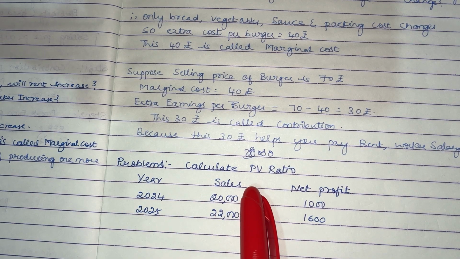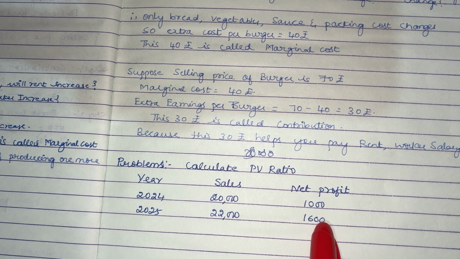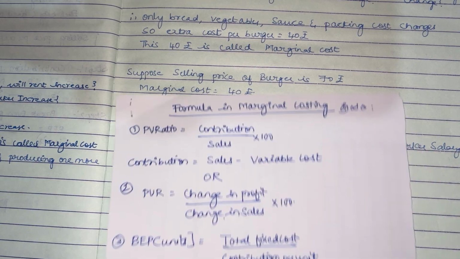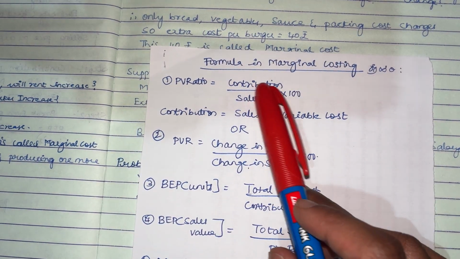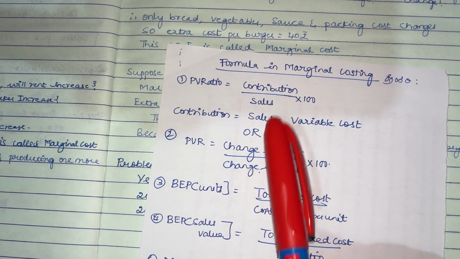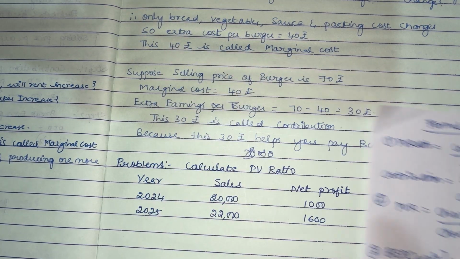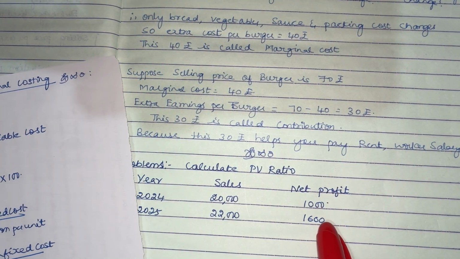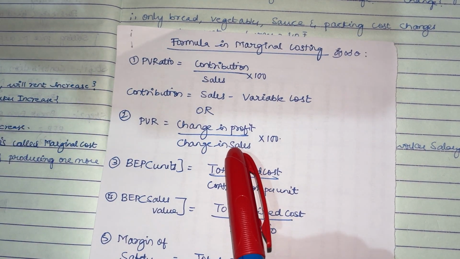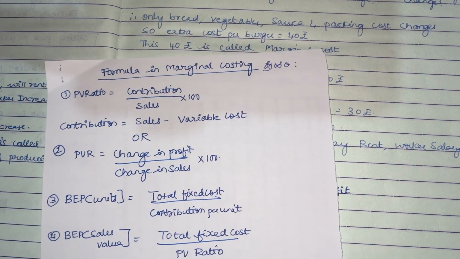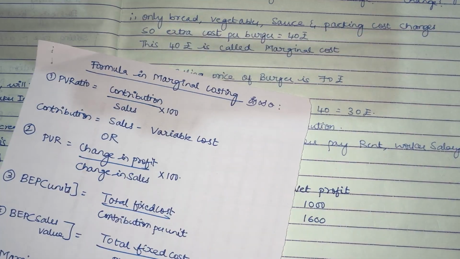What do we observe? Sales have increased by 2,000 from 24 to 25. Even profits have increased by 600 from 24 to 25. And we need to calculate PV ratio. PV ratio has two formulas: contribution by sales into 100, and change in profit by change in sales. Which is the better one to apply for this particular problem? The second one is the best option, because we have change in profit and change in sales from 2024 to 25. We will apply this formula and solve the problem.